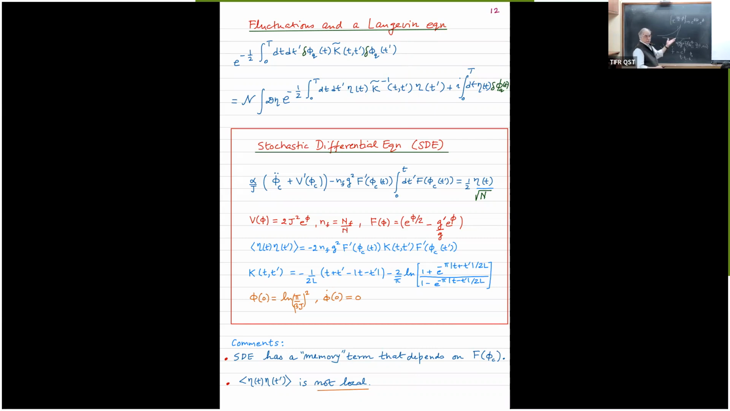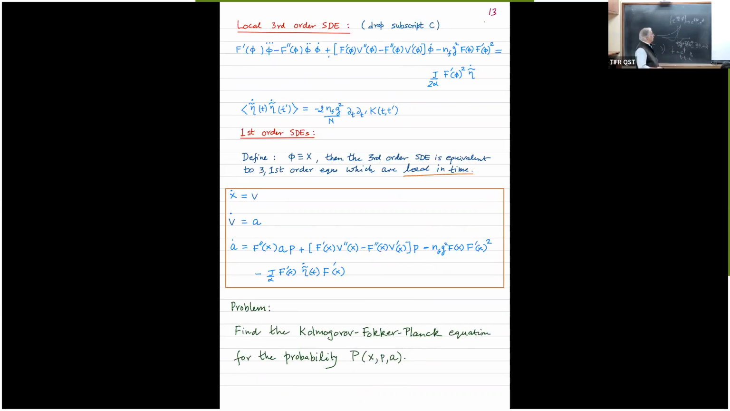All right. So this is the type of problem we have to solve. And it's a very, very difficult problem, actually. The correlator is non-local in time. There's a memory term. And it remembers, it's not Markovian actually. So a lot of fun with all this stuff.